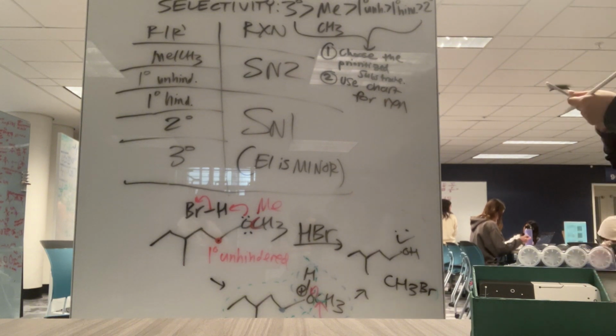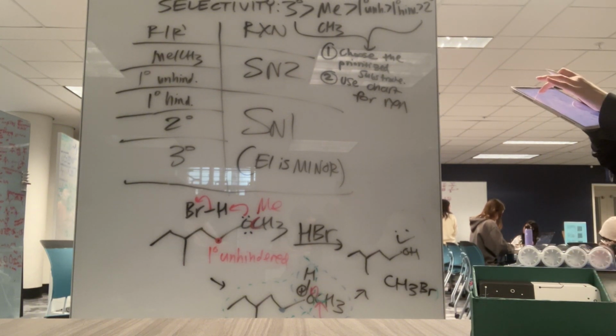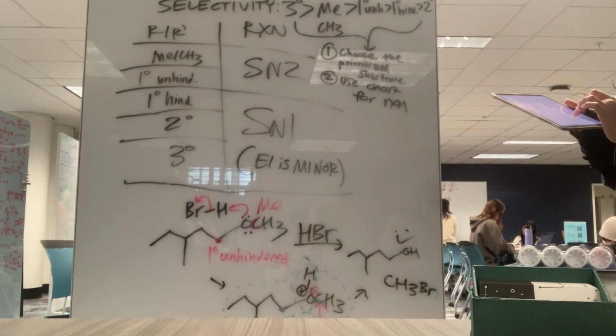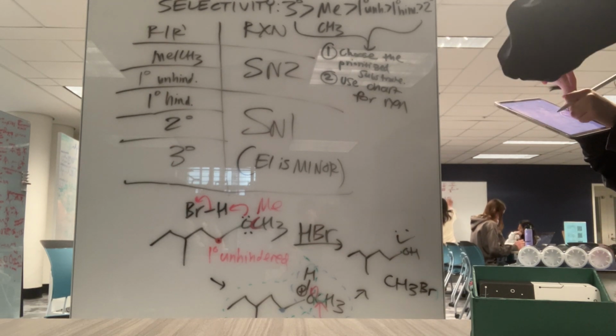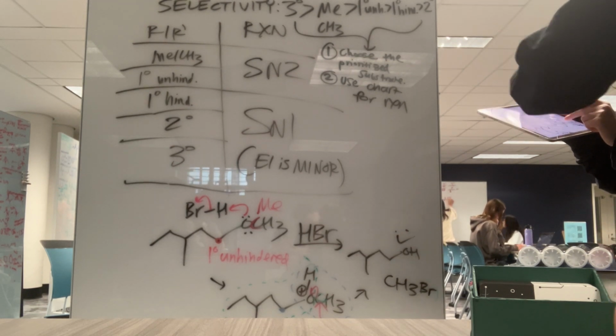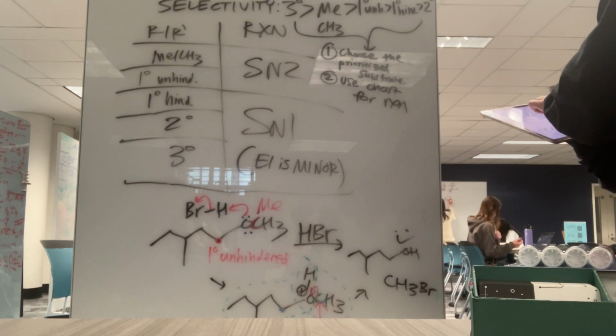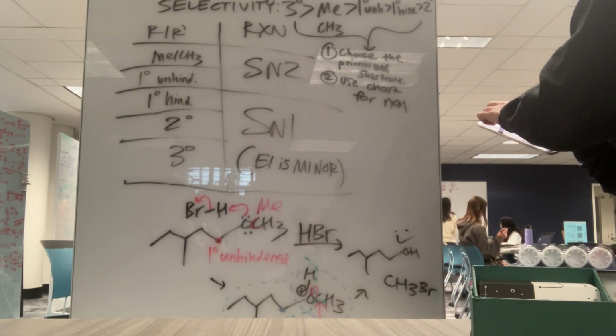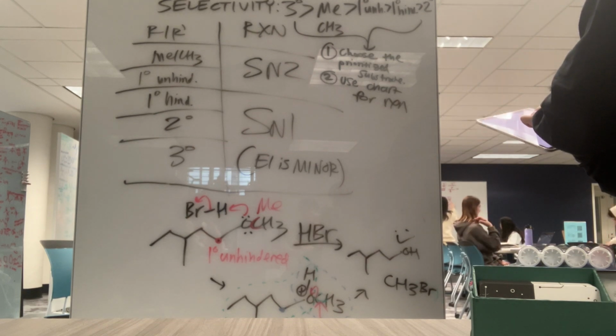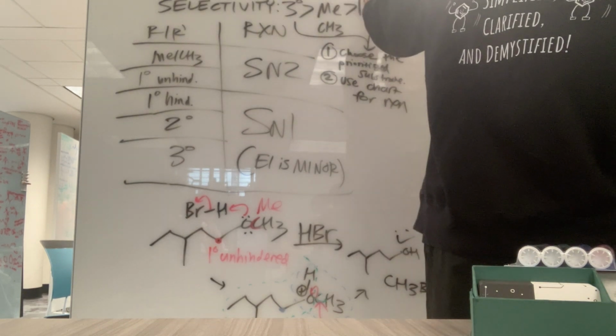I have another question. When we look at the chart for the reaction, this represents this part. So the substrate here is going to come directly off of the oxygen atom, right? So this represents the primary unhindered, and this represents the methyl group. When we're referring to the chart, the R/R1 represents the substrate. Yes. Okay.